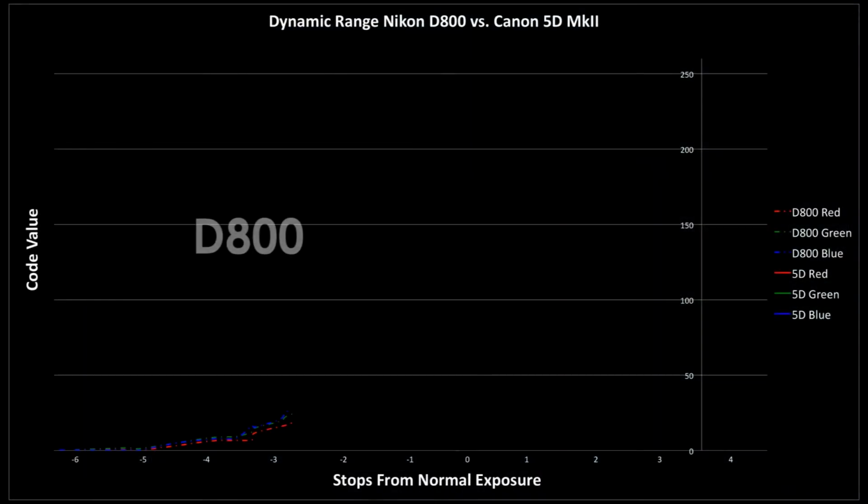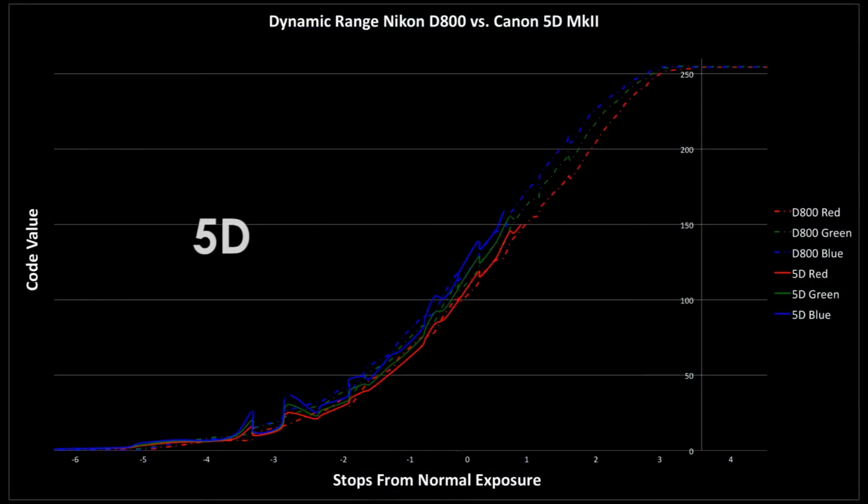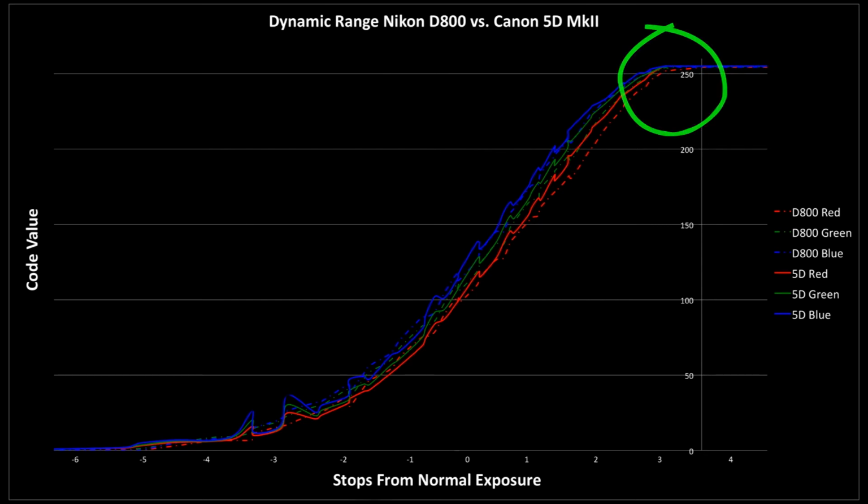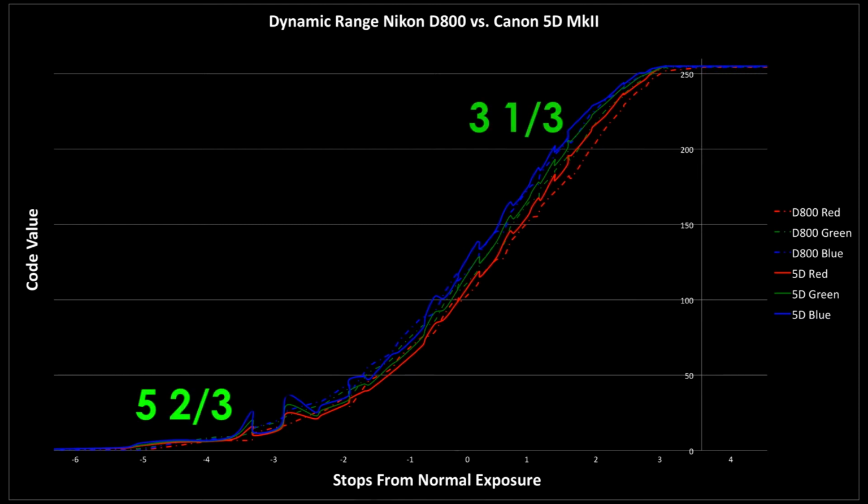Here is a graph of our results. As you can see, the D800 slightly outcompetes the 5D in the highlights, and the 5D slightly outcompetes the D800 in the shadows. When we convert to stops, the rounding eliminates the differences, and they allow both 5 2/3 stops below and 3 1/3 stops above normal exposure.